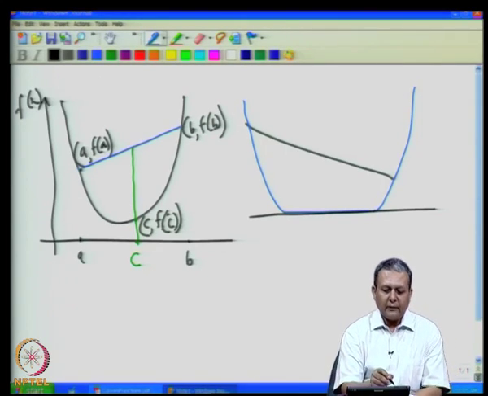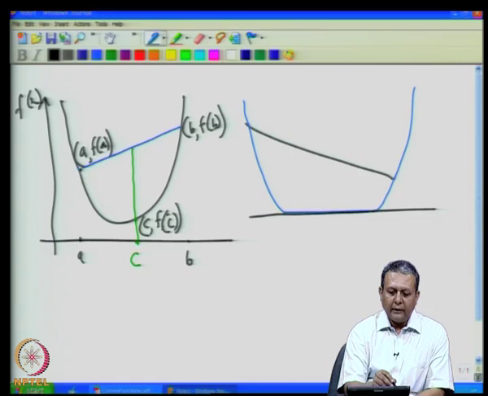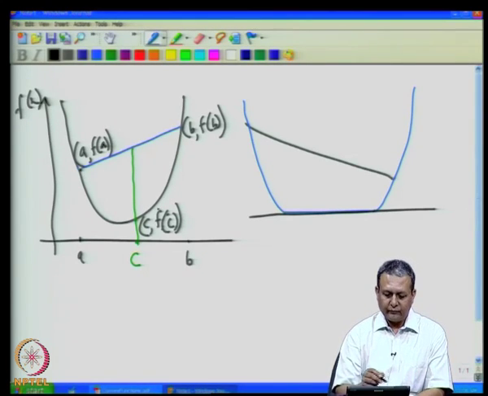So, you will see that if you now take a line segment joining (a, f(a)) and (b, f(b)) and interpolate the intermediate points, then the value of the function f(c) will always be less than or equal to the value represented by the corresponding point on the chord. We just have to interpolate the function values using this line segment.